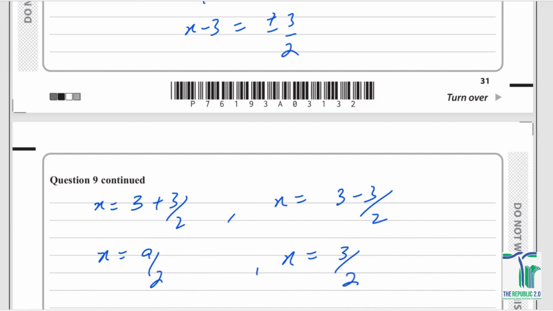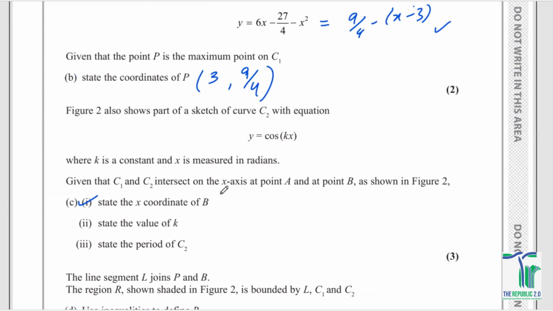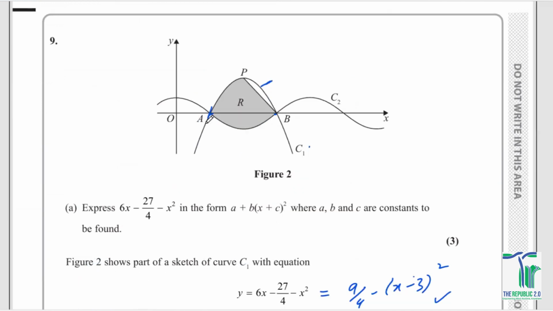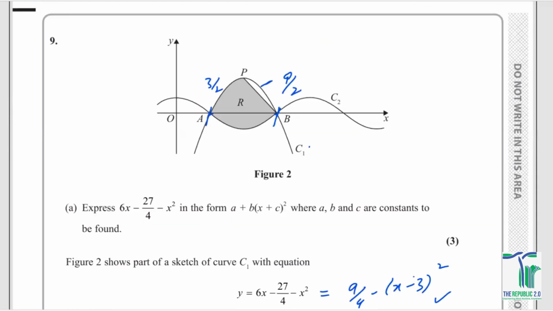So what does that mean? That the x coordinate of B was the bigger one, and that has to be 9 by 2. So we now know that A has to be 3 by 2 and B has to be 9 by 2. So we have got these things. And now he's asking us for the value of k. How can we get the value of k? By just plugging any of these points, A or B, into the equation of the trigonometric curve given.